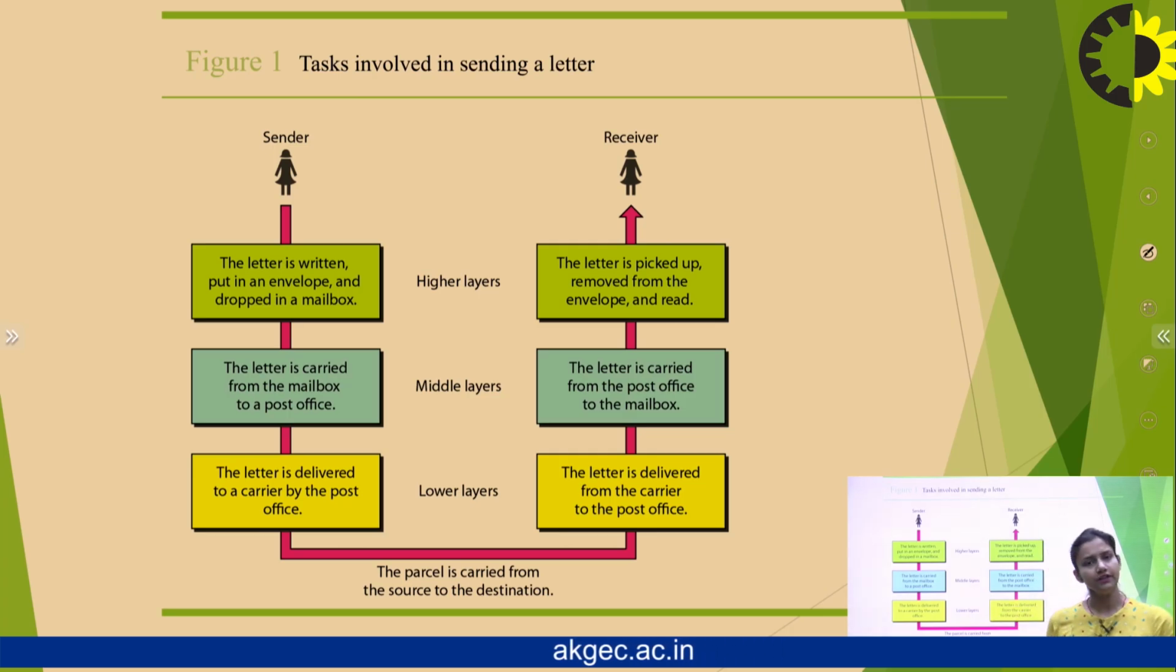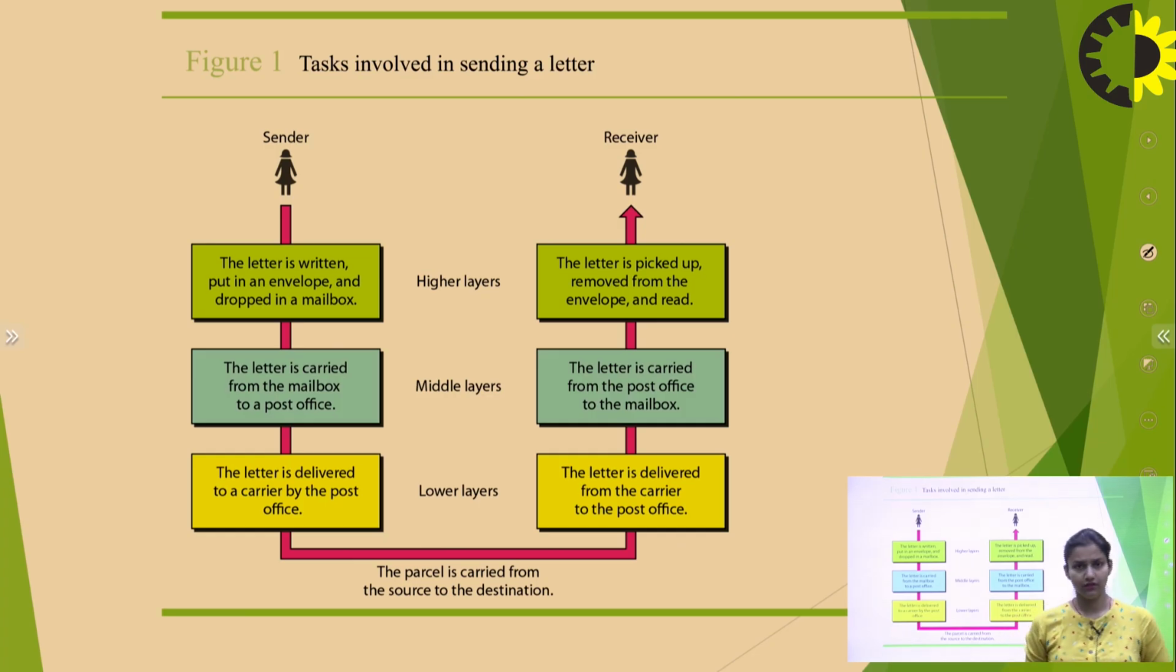Now you can see in the last step, the parcel is carried from source to destination. It can be by air, by road, anything. Then the letter is delivered from the carrier to the post office. Then the post office sends the letter to the mailbox of the receiver, and at last the receiver receives the letter, opens the envelope and reads it. Each thing goes from one step to another, and it becomes a whole process from sender to receiver. The sender performs some steps, then there is a transmission medium, then for the receiver some steps are followed.